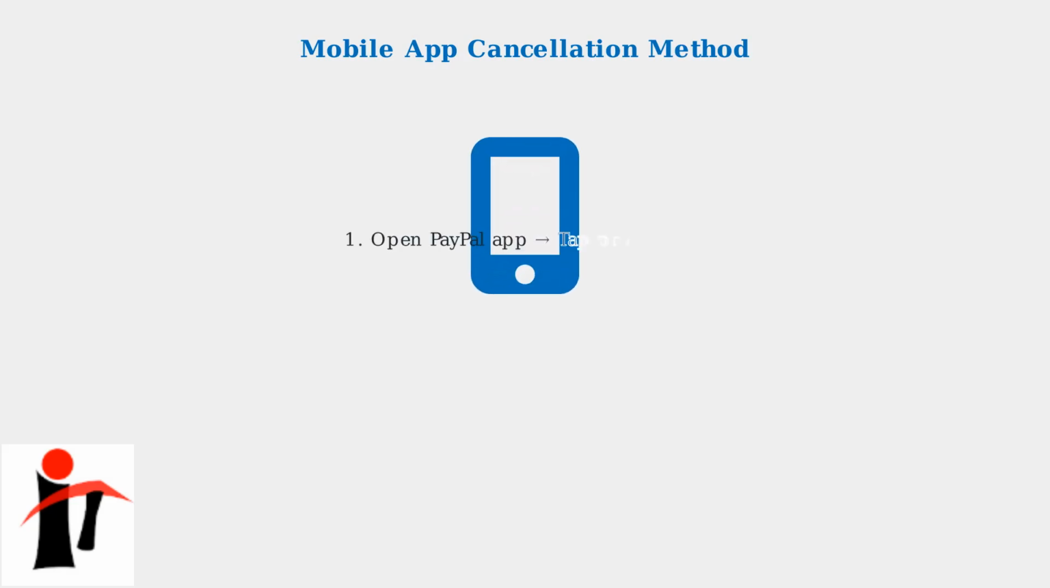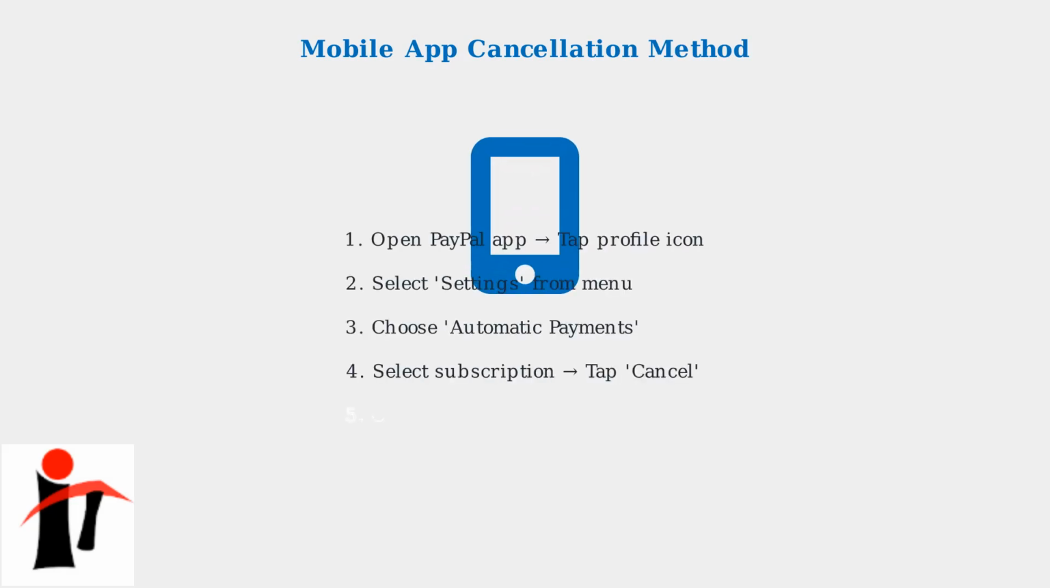The mobile app method follows a similar process, but with a touch-friendly interface designed for smartphones and tablets. In the mobile app, tap your profile icon, navigate to Settings, then Automatic Payments. Select the subscription you want to cancel, tap Cancel Automatic Payment, and confirm your choice.